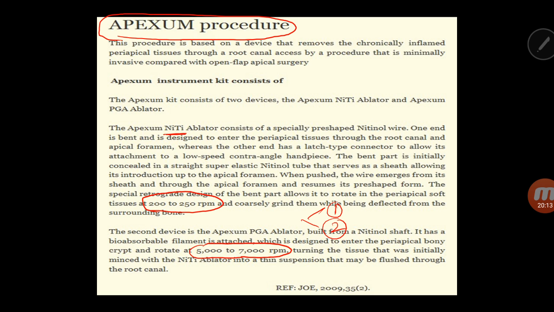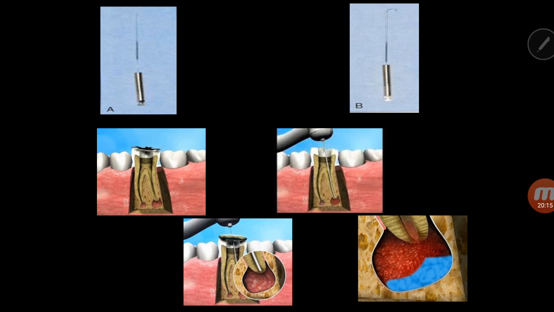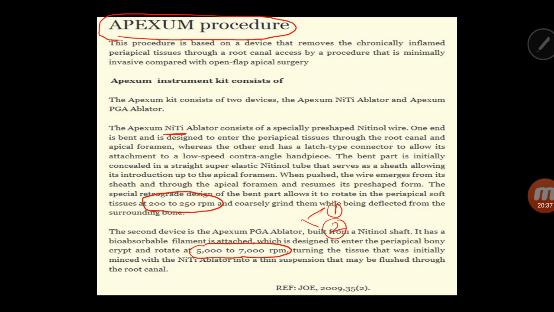If you have a look at the diagram, you will get a clear-cut idea. It has a bend where you can insert it into the periapical region and start rotating it. It clears all the granulation tissue present at the apex, and once you're done, you need to irrigate with saline and the tissue will come out. So this is what the Apexum is. It's a diagram based question, which is definitely important for people preparing for AIIMS.